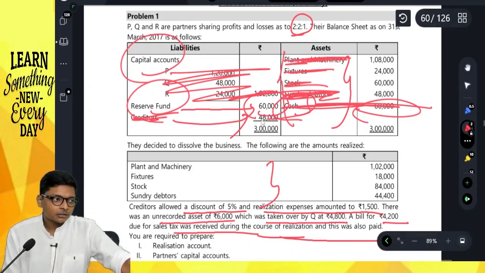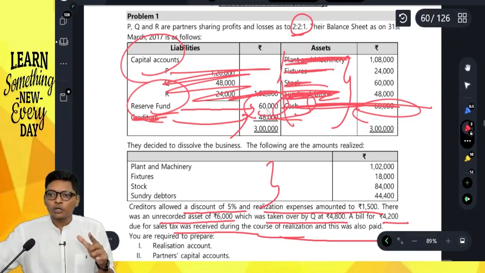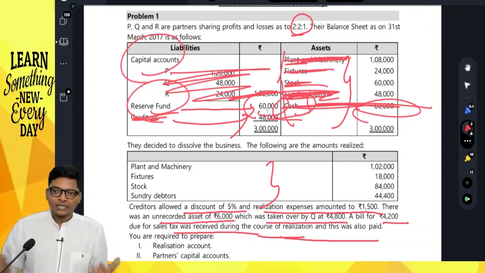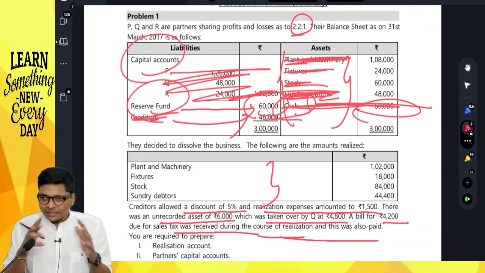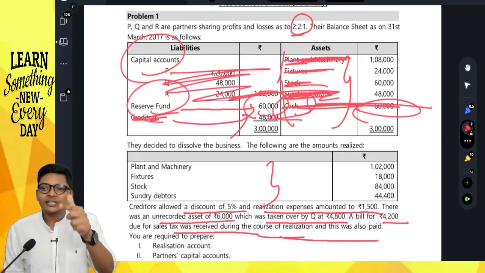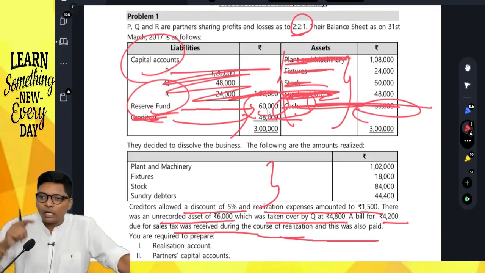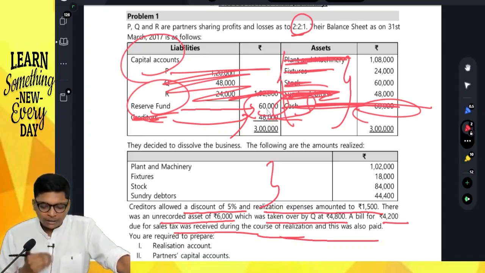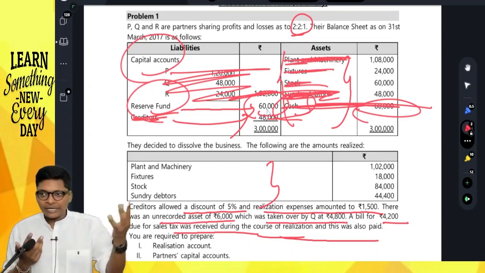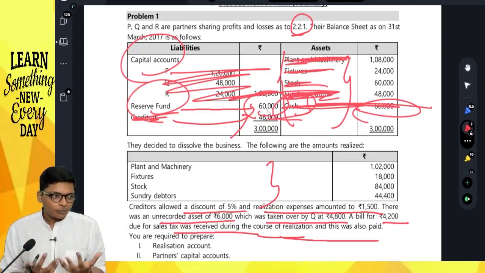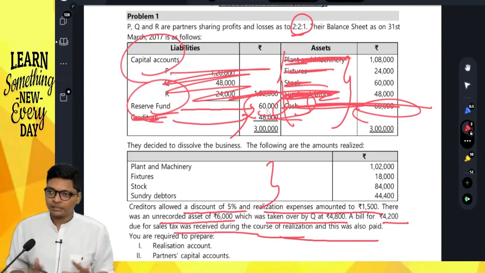What to do with this? Distribute to partners in what ratio? Profit sharing ratio. Whatever reserve, capital reserve, general reserve, they won't have the terms here, but if it's there, whatever reserve, transfer to partners in profit sharing ratio. Sir, why profit sharing ratio? Why not capital ratio? Anybody, why profit sharing ratio? The answer came from this side: reserves are an accumulation of profit. Profit is shared in profit sharing ratio. As simple as that.